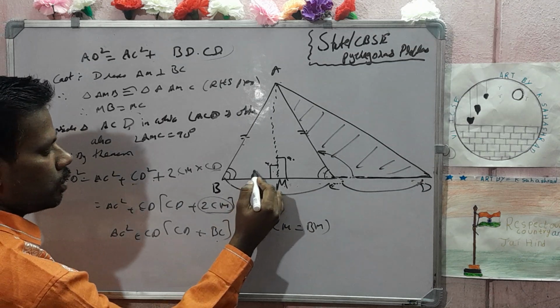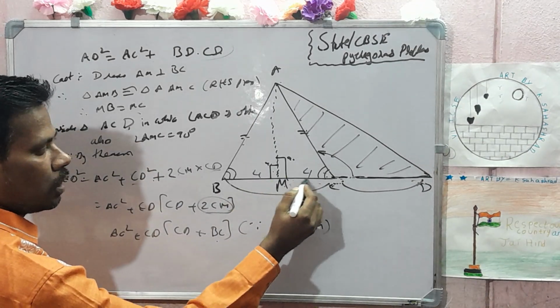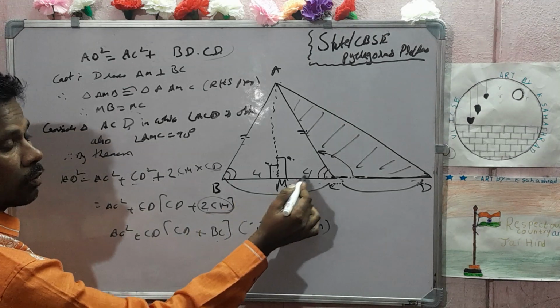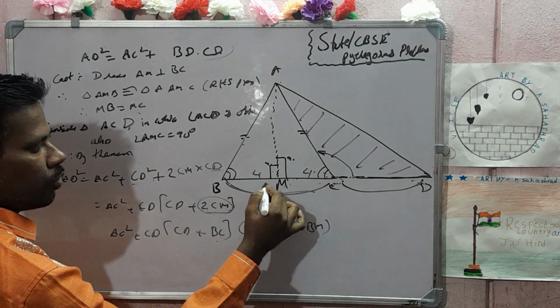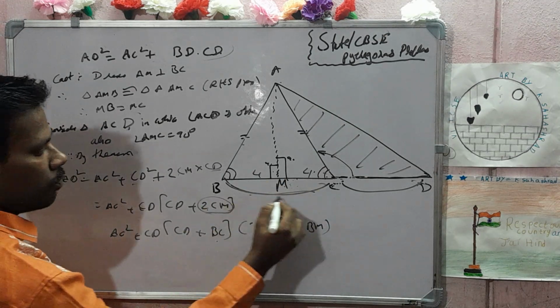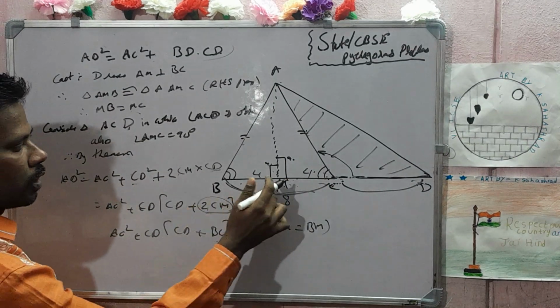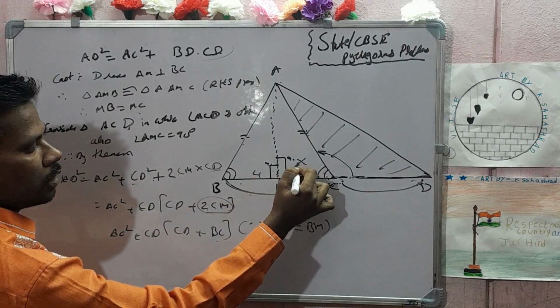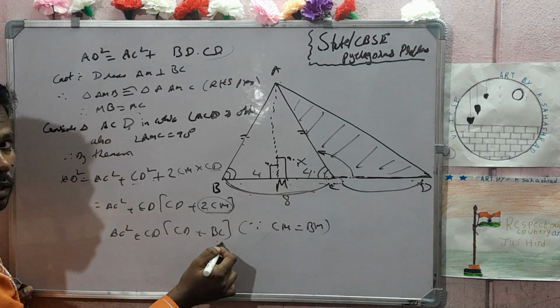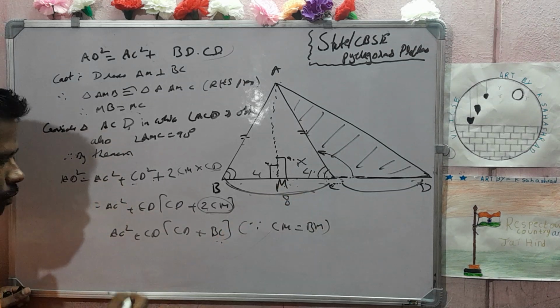Suppose this is 4, then 2 into CM, 2 into 4 is 8. So therefore BC is 8. This complete part is 8, since 2 into CM length 4 is 8. So this is an example.